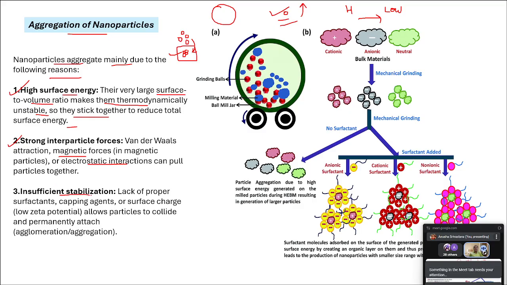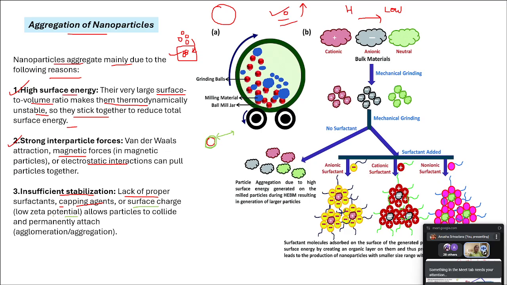Then insufficient stabilization, lack of proper surfactant capping agents. Now there are different kinds of capping agents available. Suppose this is your nanoparticle. A lot of times we use capping agents to cover these nanoparticles. That is why they are called capping agents, because of which they would not come closer to each other and there would be no aggregation. So capping agents are a must. Or surface charge, low zeta potential.